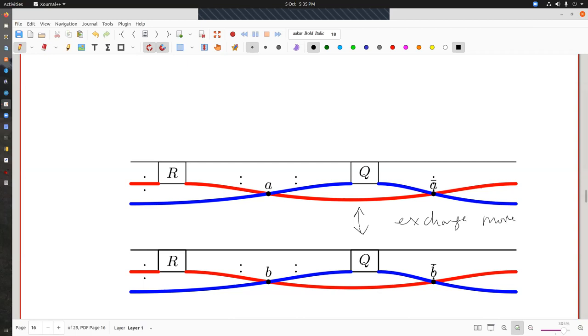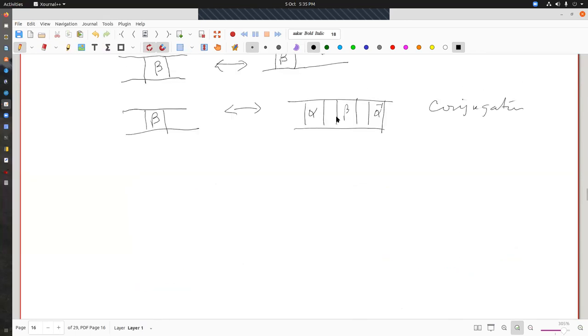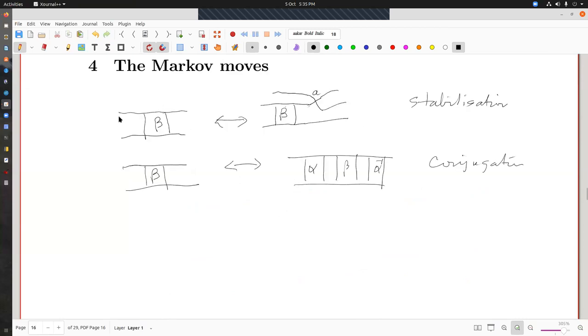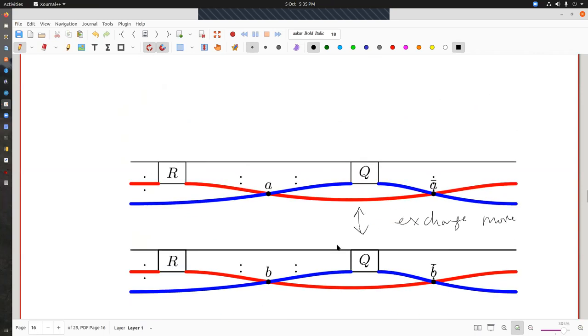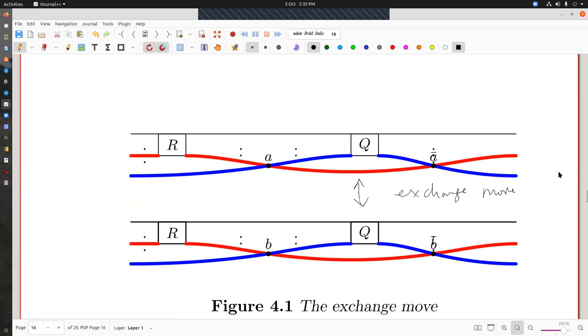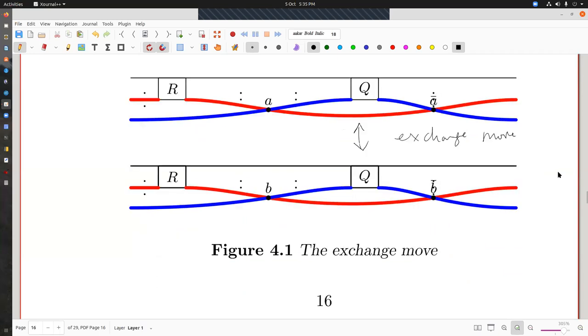Now, those of you who've only considered real braids probably might never have met this move, because for real braids, it's a consequence of the other moves here, these Markov moves. And we'll say some more about that, or when this is necessary. Okay, so that's the exchange move.